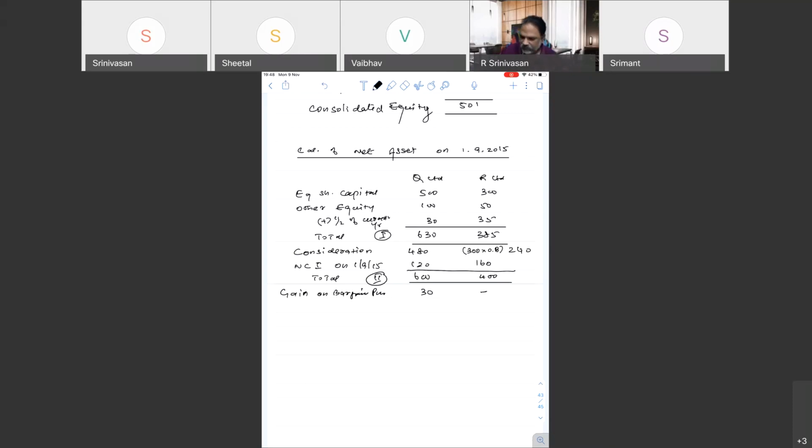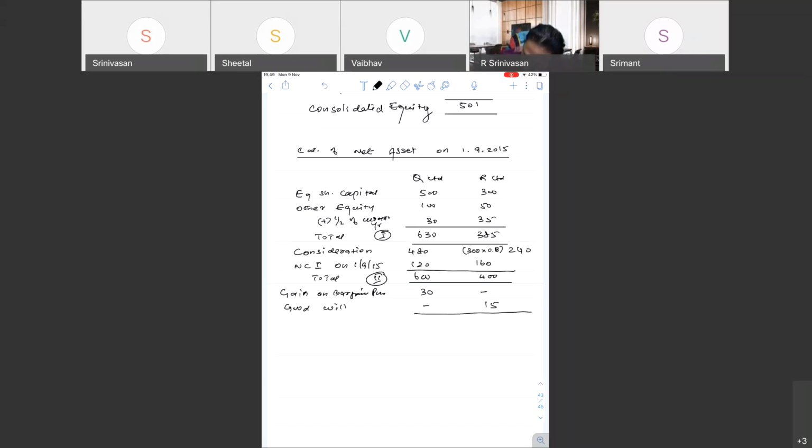Okay. And see here in the R Limited, the credit side is more than the debit side. That means you have paid the consideration more than you're supposed to pay. So you have paid for the goodwill. So the goodwill is here. So 15 is the goodwill.